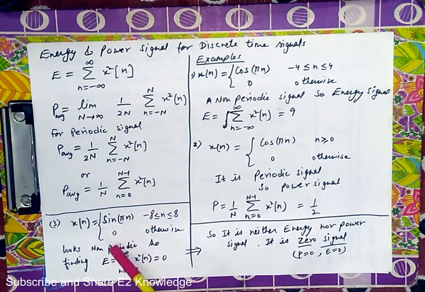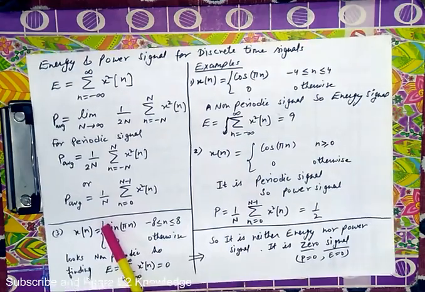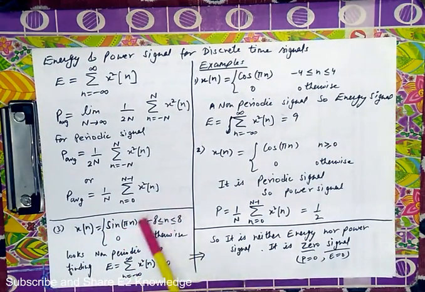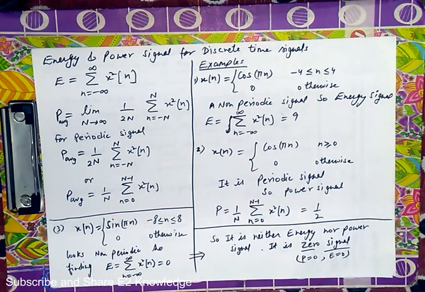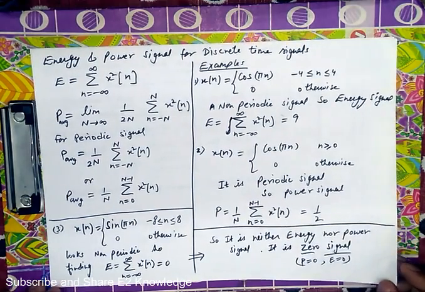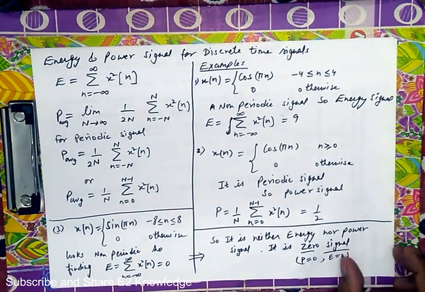Maybe some signals are there that seem to be periodic or non-periodic, but it comes out that their power and energy are zero. For example, x[n] equals sine pi n, from minus 8 to 8. So obviously it seems periodic from the expression, but it seems aperiodic from here because it has some distinct limits. Now it looks non-periodic from these limits. So finding the energy of the signal, the energy comes out to be zero. So we find out that it is neither an energy nor a power signal because it has zero power and zero energy. That's why we call it a zero signal. So maybe we can encounter this type of signals that are neither energy nor power. All periodic signals are power signals.